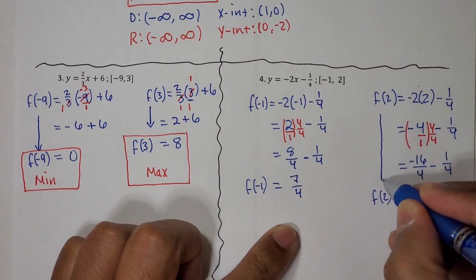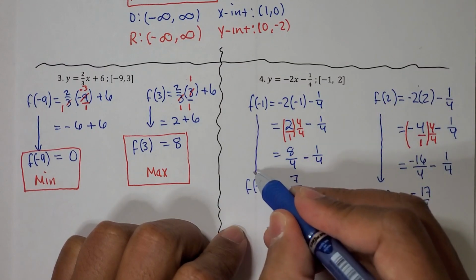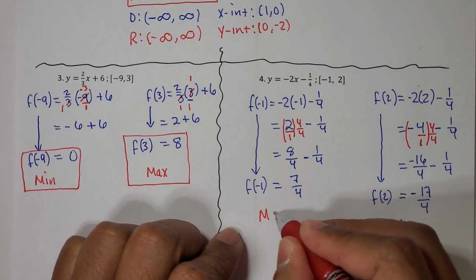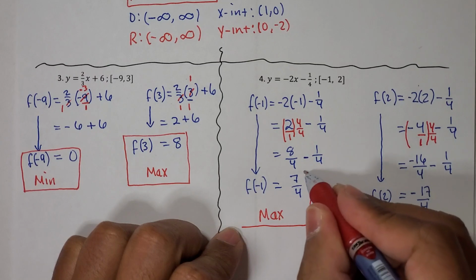And again, I'm just going to bring this down because I don't want to copy the same thing over and over. And I'm going to do the same thing here. Okay, so then we know which is the max and which is the min. This is the smallest of the two. So this will be our minimum value. Okay, and this will be our maximum value on this given interval. I hope that makes sense.